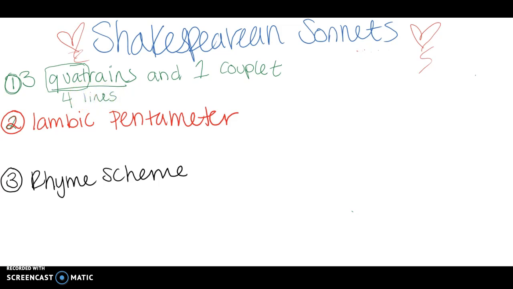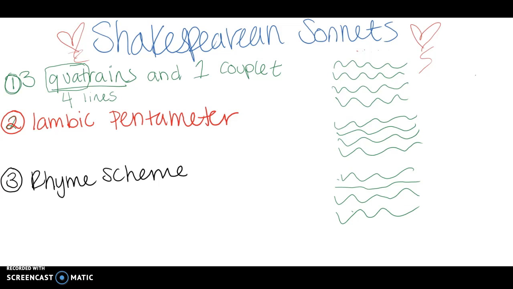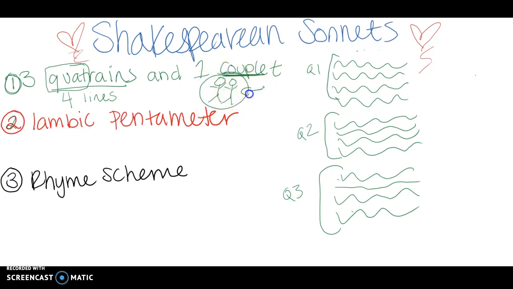If there are 4 lines, there must be 3 groups of 4 lines. So here's 1 quatrain, bunch of squiggles, and we have 2 more. So there we go. Quatrain number 1, quatrain number 2, and quatrain number 3. Then, with the 3 quatrains, we also have 1 couplet. If I say, go find a couple of friends, I mean 2. So at the end of each Shakespearean sonnet, there are 2 lines down here that go together.